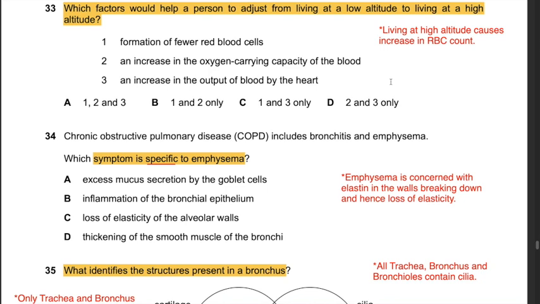Therefore, answers A, B and C are incorrect because all 3 have factor 1 in it. Therefore, leaving us with the answer being D, 2 and 3 only. An increase in the oxygen carrying capacity, yes. An increase in the output of blood by the heart, that is also correct.